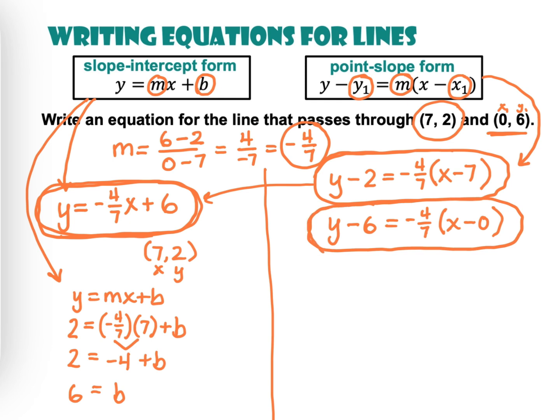How is it that there are 3 equations for just a single line? There's only one line that goes through (7, 2) and (0, 6). Can I show you a fun little trick? I'm just going to grab this guy. See, it turns out that all of these equations are actually the same equation. They're just written a little bit differently.